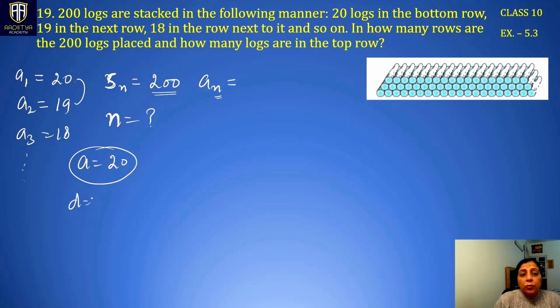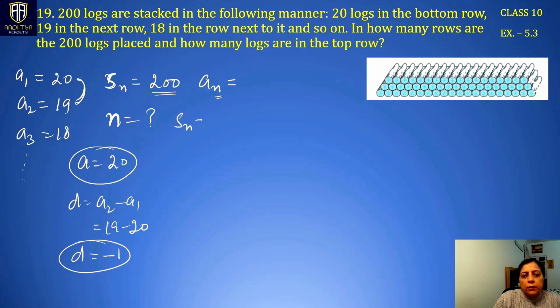So you can see that a here is 20, d is a2 minus a1, 19 minus 20. Don't forget, simply we can see the difference is 1, but sometimes we write it with the opposite sign. It should be a2 minus a1. A2 minus A1 is 19 minus 20, so d comes out to be minus 1. Total number of logs Sn, the sum of all the logs in this arrangement, is 200. So n we have to find, Sn is 200.